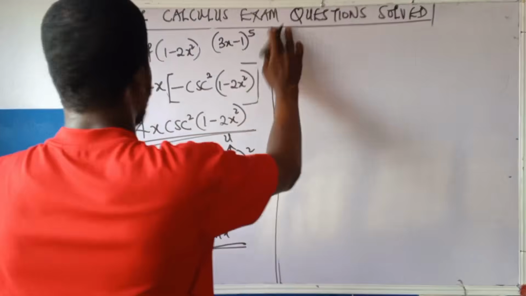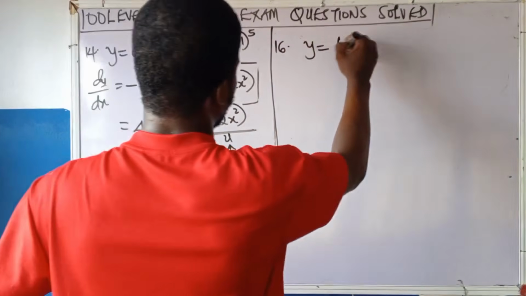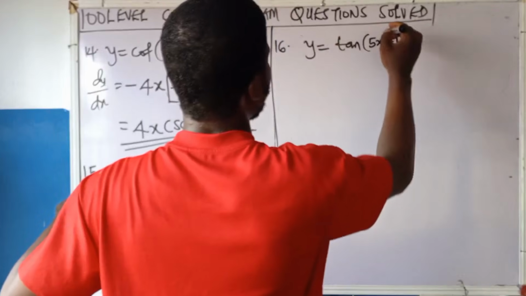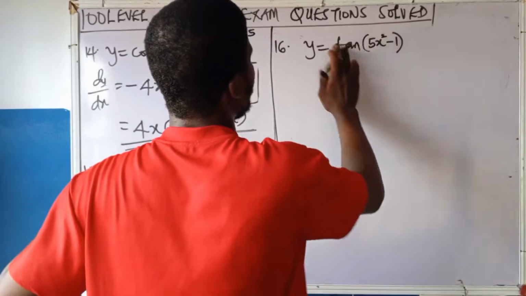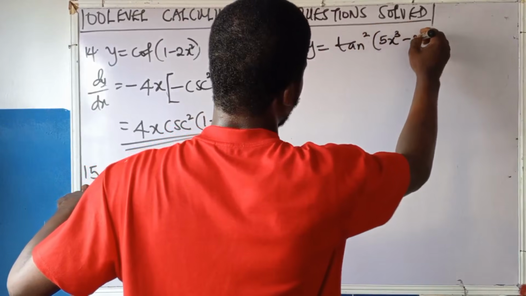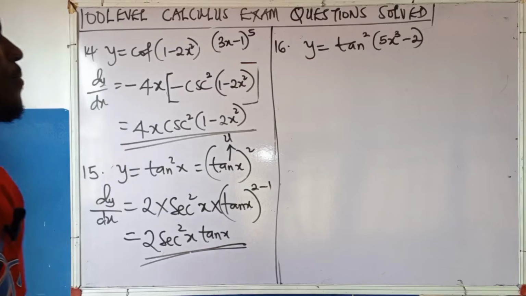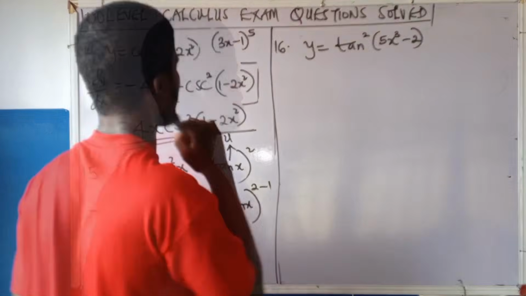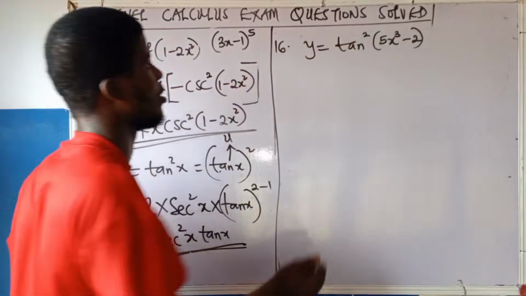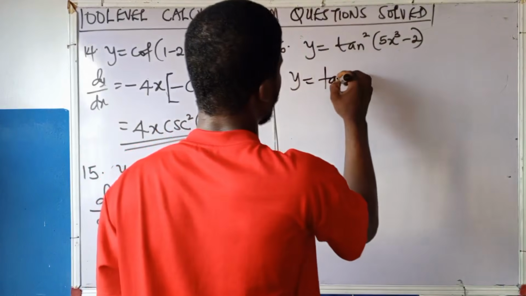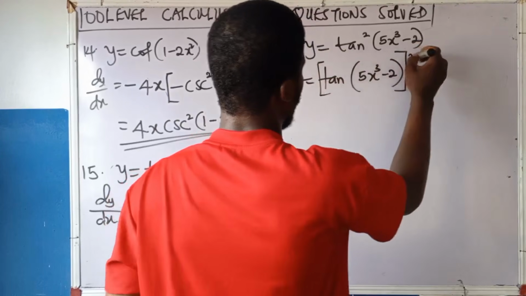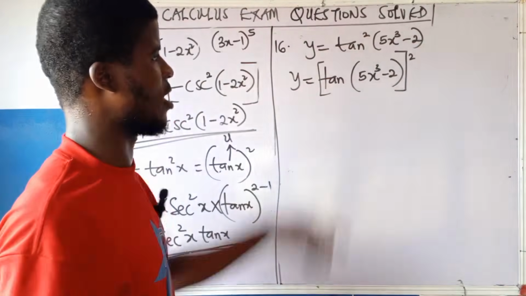Let's say I have y, this question 16 now, y equals tan, let's say tan of 5x squared minus 1, or let's say tan squared of 5x cubed minus 2. How do we differentiate this? It's easy. I want you to understand the difference between these two particular shortcuts. So let me show you here. This is y equals tan 5x cubed minus 2. I'm going to raise everything to the second power. That's what this square signifies here.